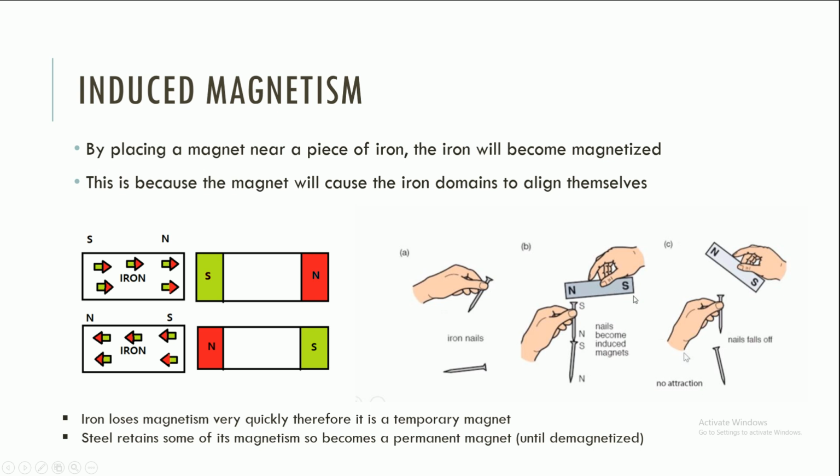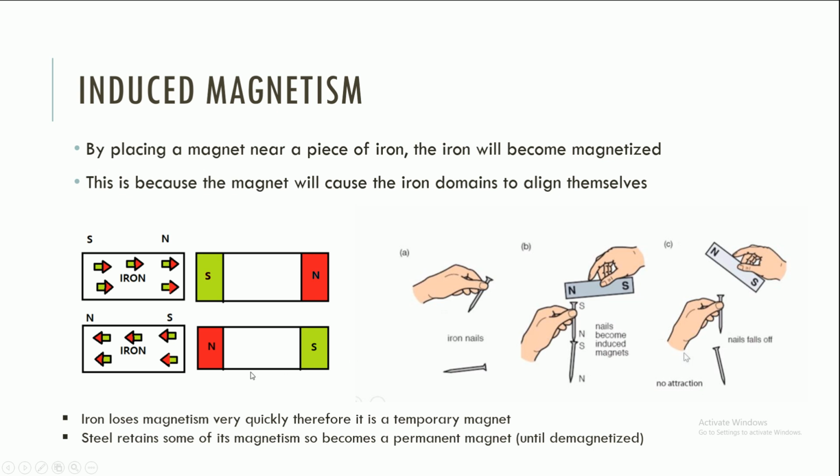Okay, but if there was no sort of induced magnetism going on there, then the two iron nails would never actually attract each other, right? So essentially the idea is that using a permanent magnet you can magnetize or induce magnetism in these iron nails, which are of course ferromagnetic and have these little domain magnets sitting inside of them.